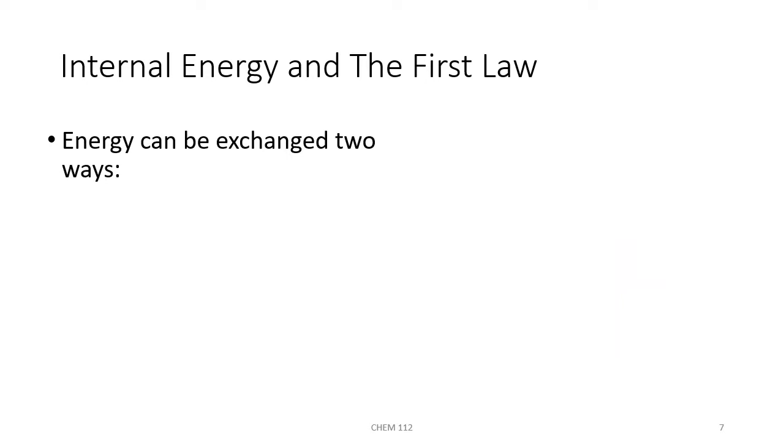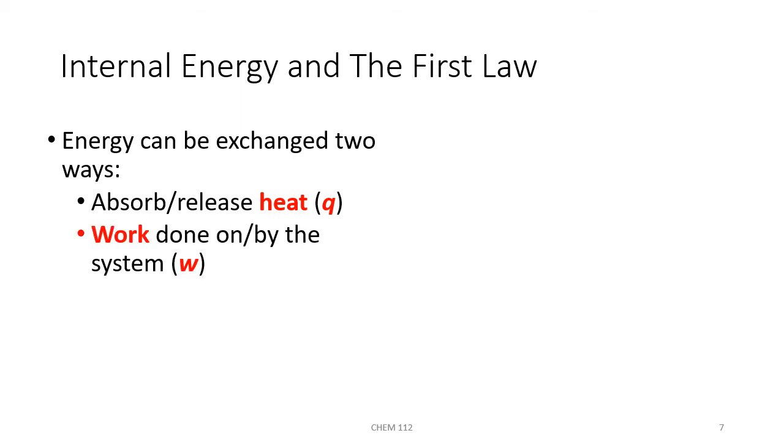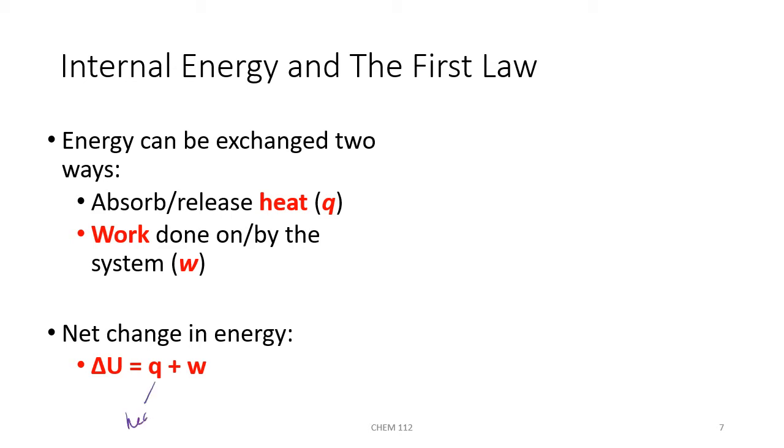Energy can be exchanged in two ways. Heat can be absorbed or released. The symbol for heat is lowercase q. Work can be done on or by the system. The symbol for work is lowercase w. The internal energy is the net change in energy when we look at the change in heat plus the change in work.